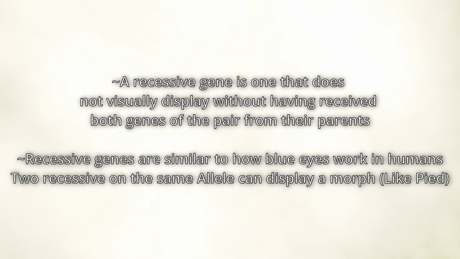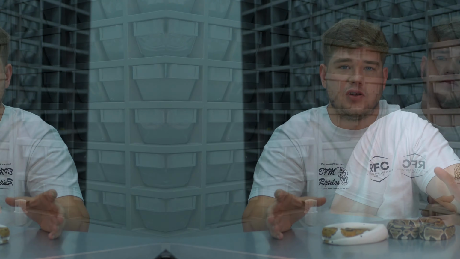With recessives, both parents need to carry the gene in order to reproduce the visual recessive animal. Both animals might not visually represent the gene, but they are carrying it. So if you breed those two animals to each other, you've got the chance of reproducing the visual animal. We're going to show you some practical examples of how recessive works. So let's start it off.